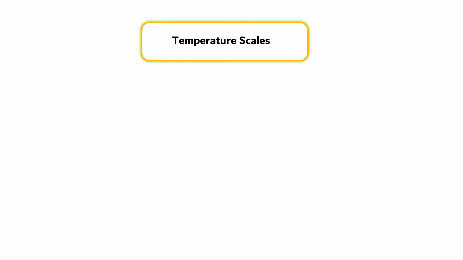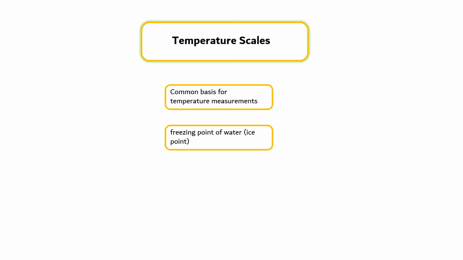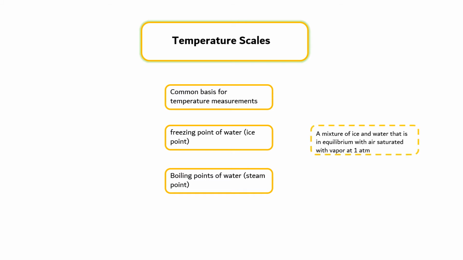Temperature scales. It enables us to use a common basis for temperature measurements, and several have been introduced throughout history. All temperature scales are based on some easily reproducible states, such as the freezing and boiling points of water. A mixture of ice and water that is in equilibrium with air saturated with vapor at 1 atmospheric pressure is said to be the ice point. Whereas the steam point is a mixture of liquid water and water vapor in equilibrium at 1 atmospheric pressure.